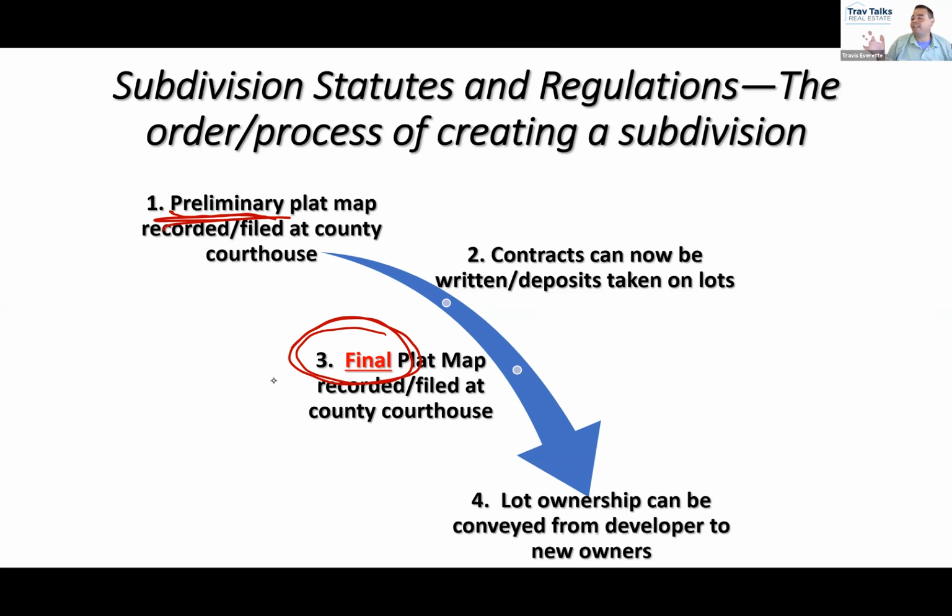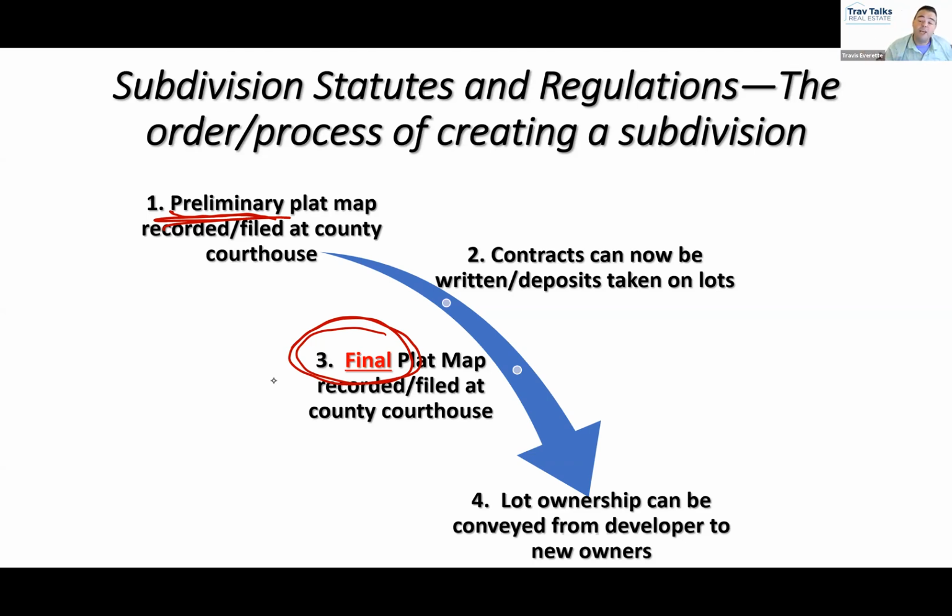I think of it this way. It's like being able to take orders on a car. You can't go to the Mercedes dealership and place an order on a 2035 Mercedes GLS because they have no idea what a 2035 Mercedes GLS is going to look like. Does that make sense for everybody? Yes. But you can place an order on a 2022 one because they know what that's going to be. It's already been built. They already have plans for it. So you can write a contract. You can take a deposit on a lot that has a preliminary plat map recorded.